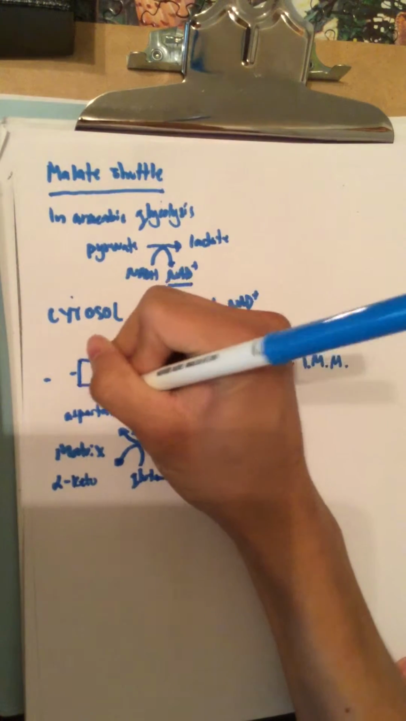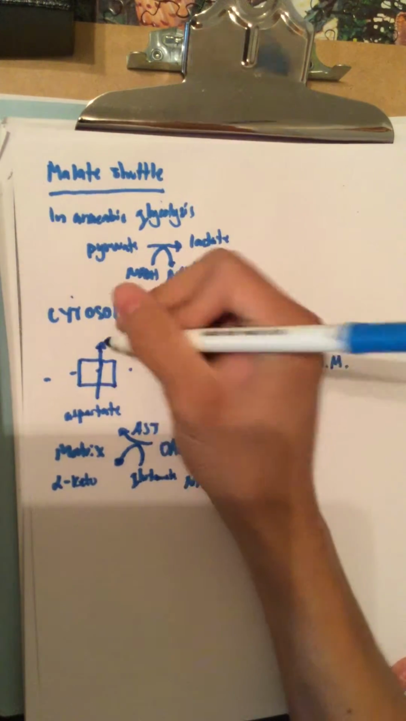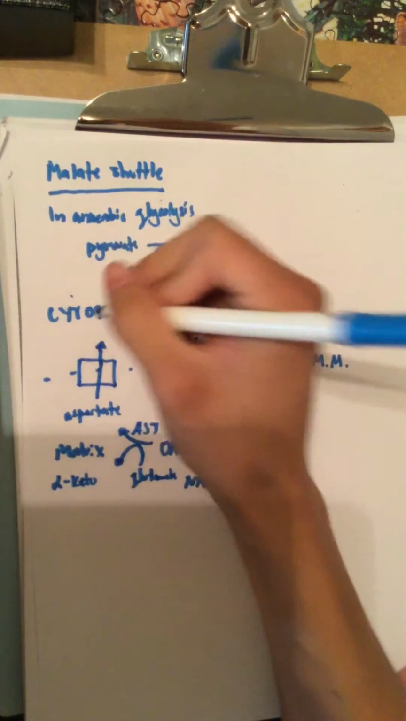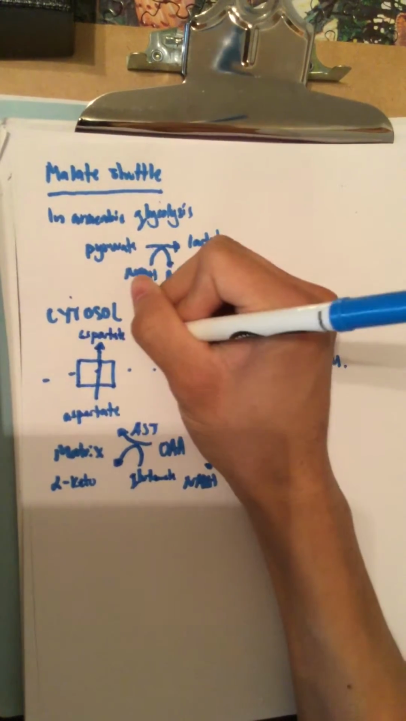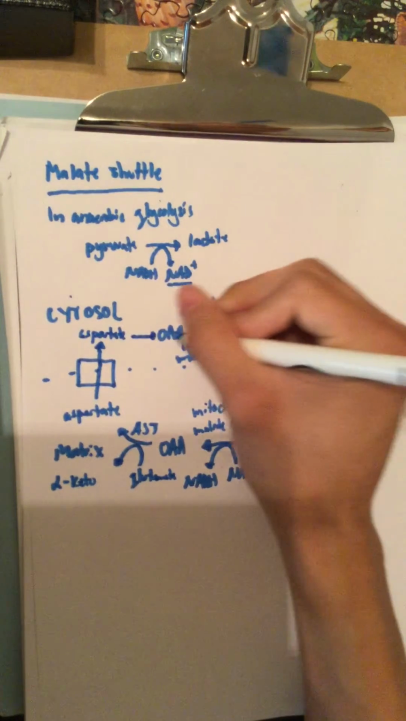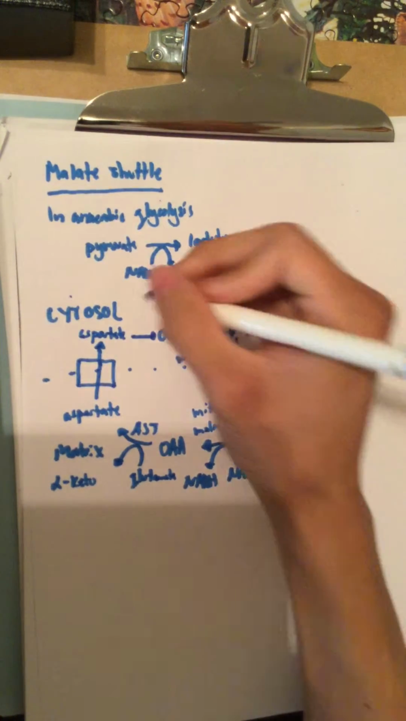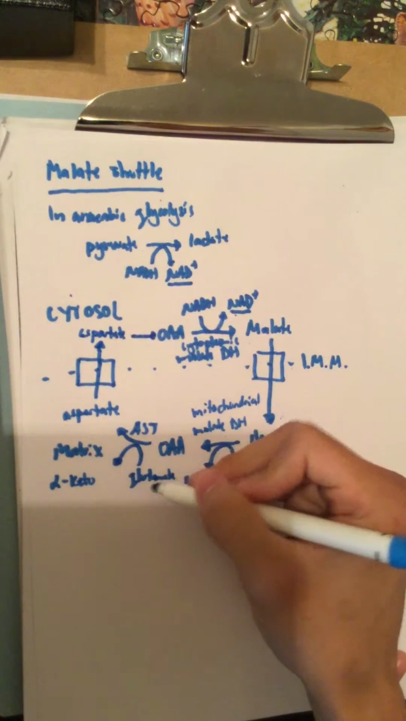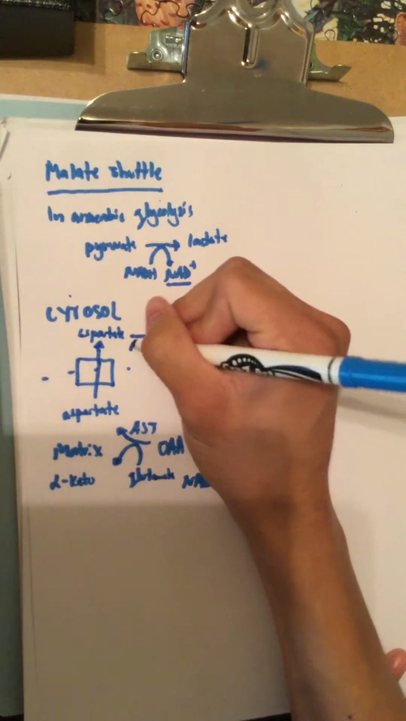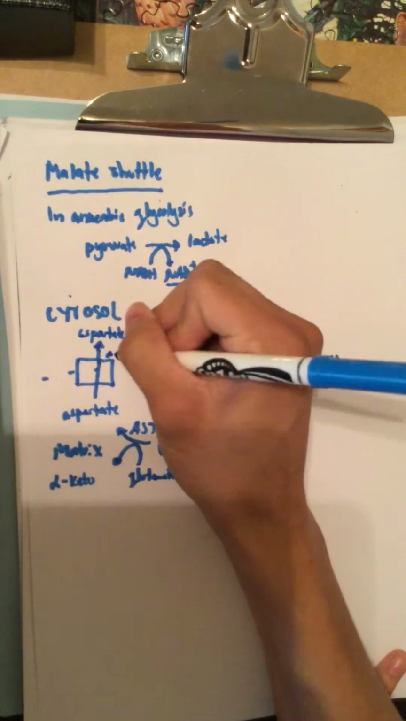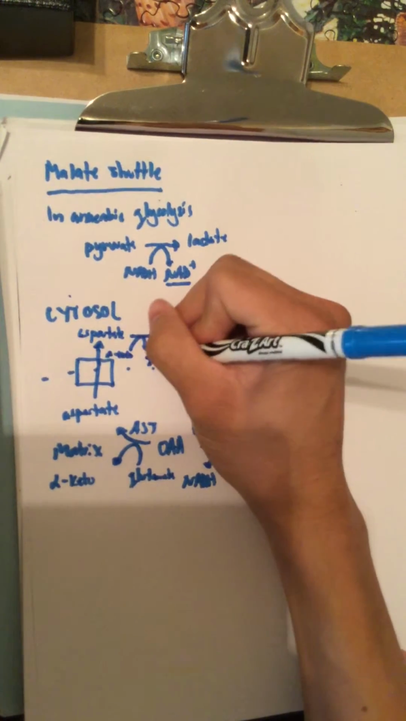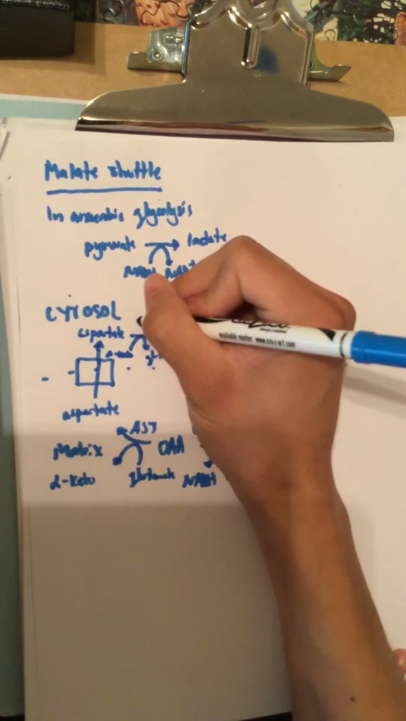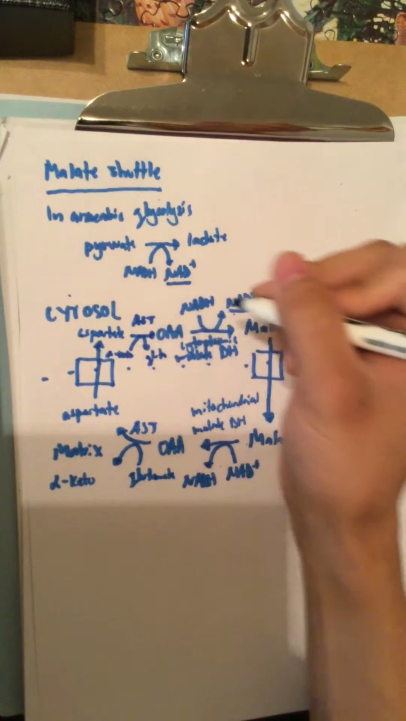And aspartate can then use another protein transporter and get to the cytosol, where we can then turn it into oxaloacetate. Again, we're going to do the exact opposite of this. So we're going to get our alpha-ketoglutarate, I won't be able to fit everything in, and turn it into glutamate. And we're using the enzyme AST for that.